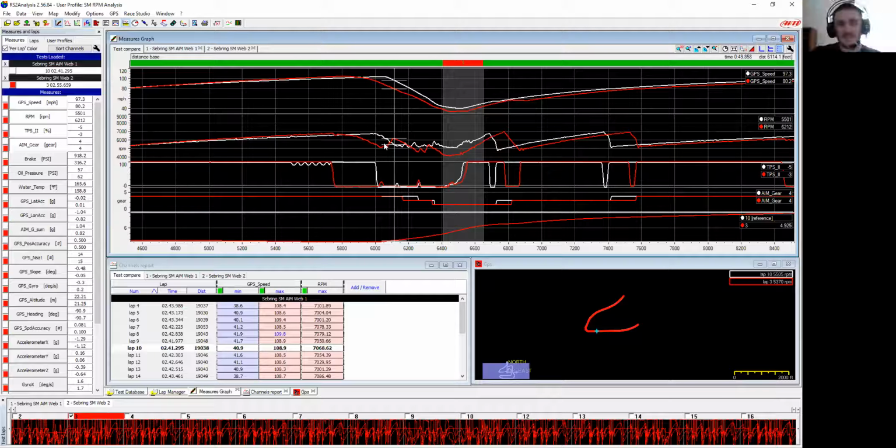Yeah, exactly. And had he done a better job blipping the throttle, you'd see this little spike in the RPM a little bit more in line with the throttle. So exactly. Yeah, good stuff.